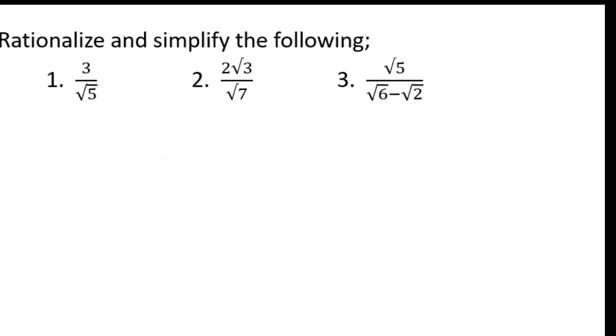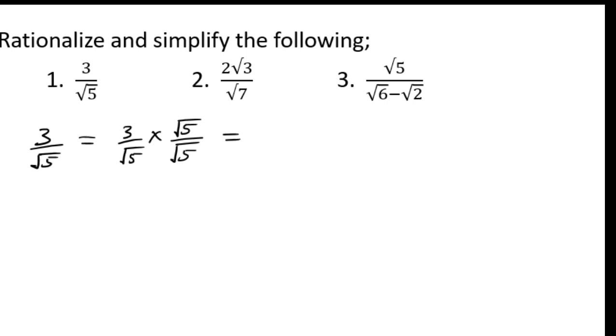Okay, so we have the first question here, 3 over root of 5. We are to rationalize and simplify this. So this will give us 3 all over root of 5, times the irrational denominator, which is root 5, also divided by the irrational denominator, which is also root 5.